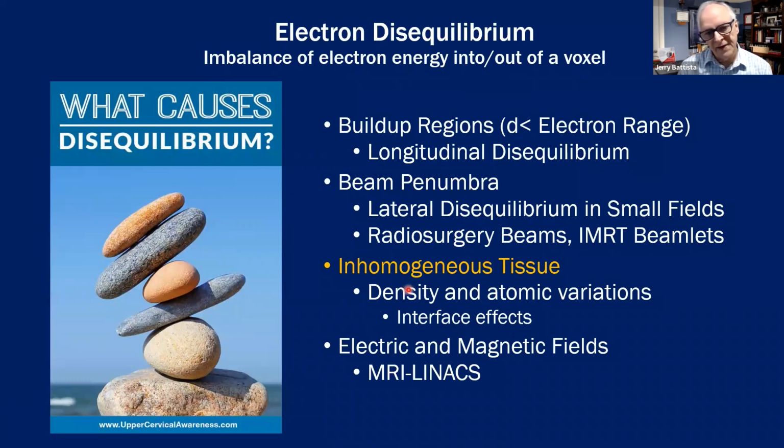The biggest effect is from inhomogeneous tissue. With density and atomic variations, there's interface effects, there's electrons that can build up or build down, and these can affect equilibrium. A little less common, although with MRI Linacs, this is something to be considered. There can be electric and magnetic fields that can also affect equilibrium because the electrons will be going in a circular path and their range might be shortened.